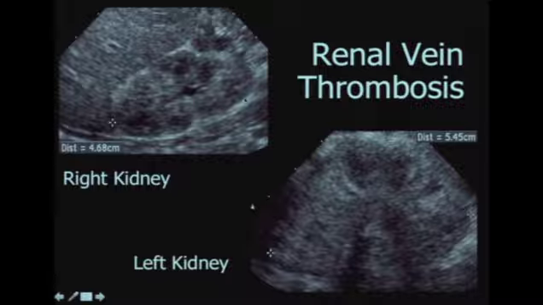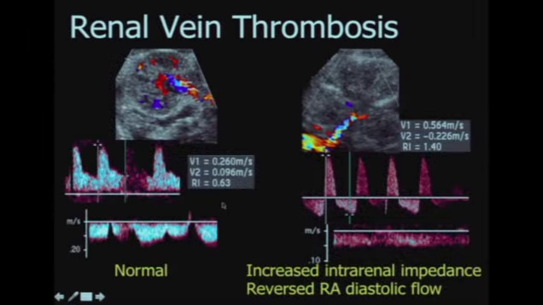So here's a normal appearing right kidney. Here's a left kidney, which is still within normal limits in size, but certainly is very bulbous. You have poor corticomedullary differentiation. You can get these little echogenic lines going through the parenchyma, which some people think are actually thrombosed intrarenal vessels. And Doppler can really help you out here.